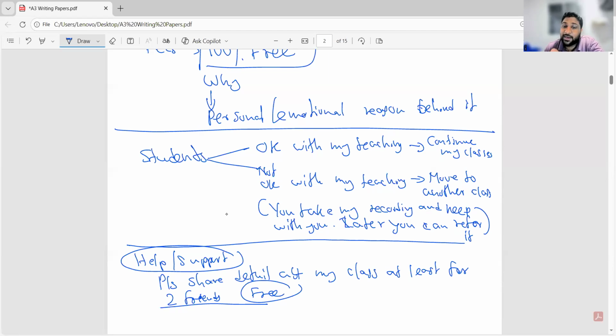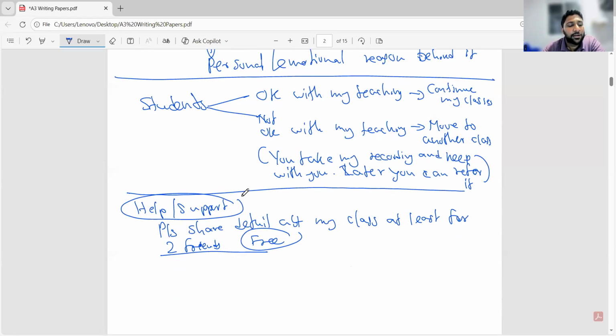And I will also get better satisfaction when there are more students in the class. Right now there are 27 students. If each person can bring two friends, I can reach the target of 100. That's my target. Why am I giving free classes? I told you there's a personal reason behind it. That is the support I expect from you guys.